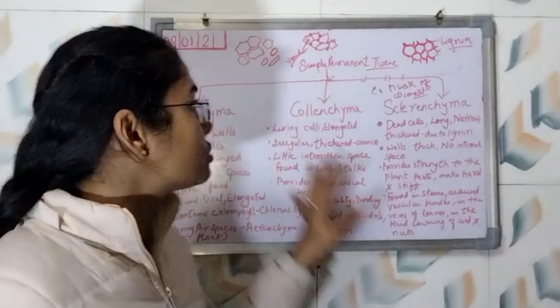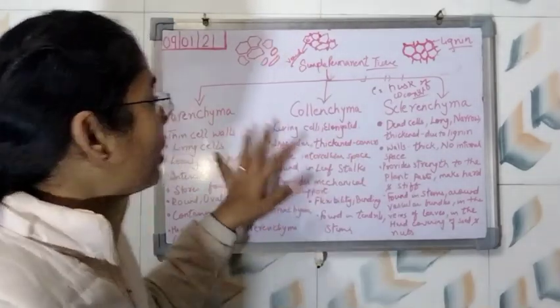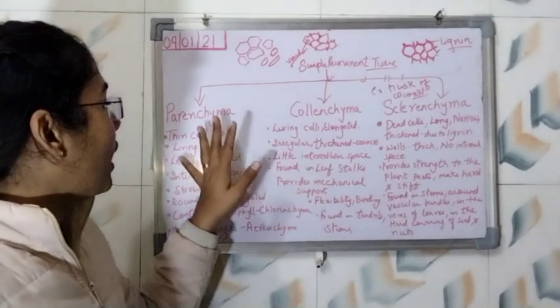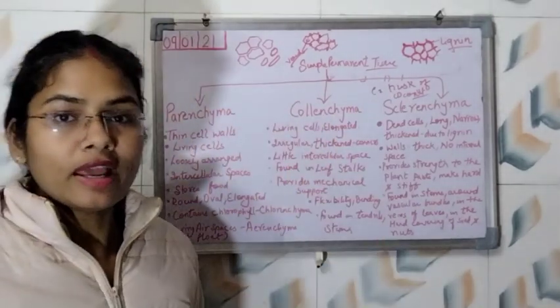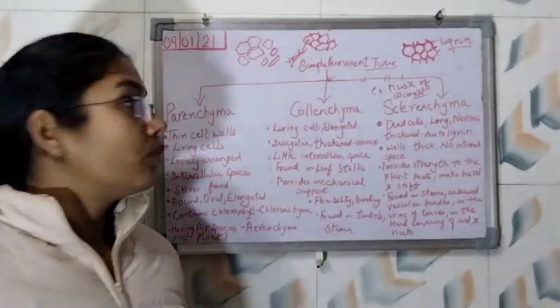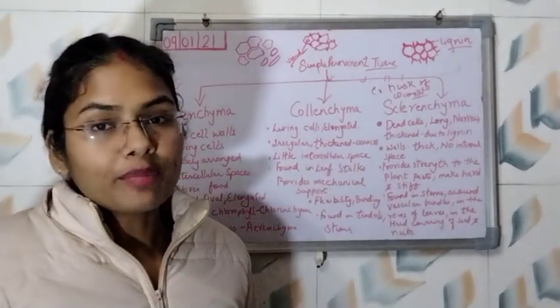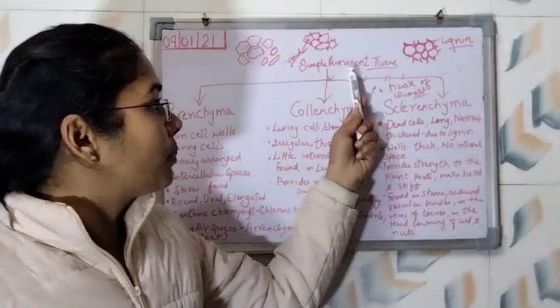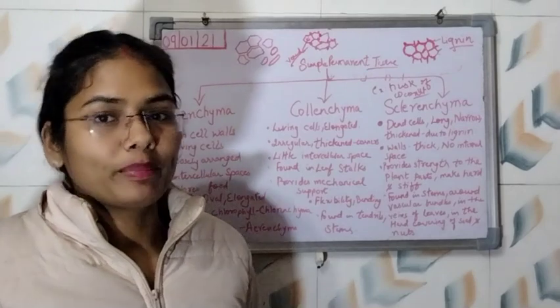So students, this is all about the simple permanent tissue, which has three types, right? So tomorrow we will do the second type of permanent tissue, and that is complex permanent tissue.